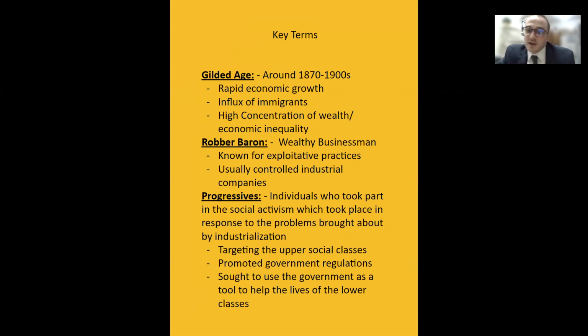The progressives targeted the upper social classes. They wanted to band together to use the government because individuals in the lower classes can't really fight those with all the money and power, except through government. So progressives promoted government regulations in order to fight back against those robber barons and their practices.